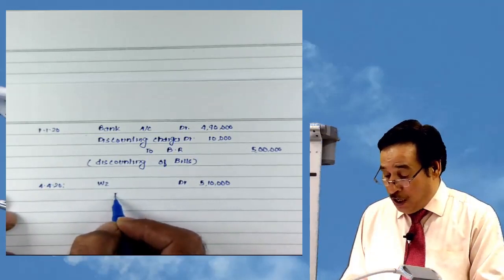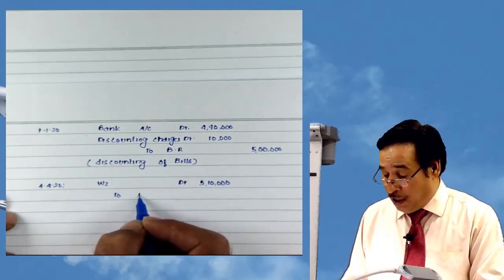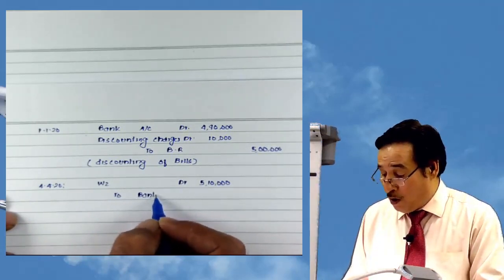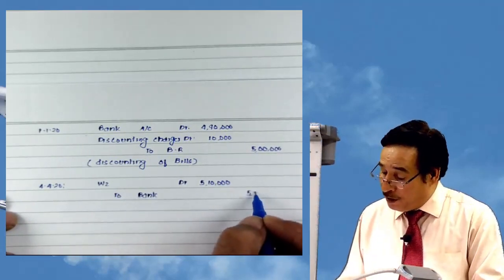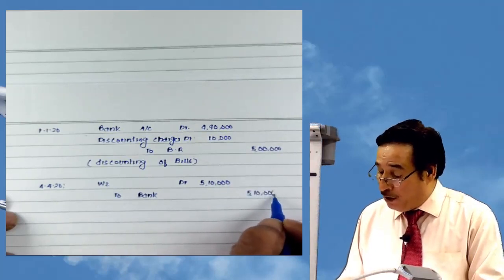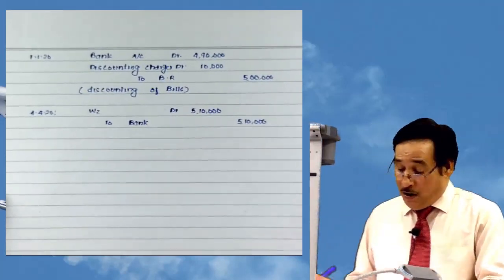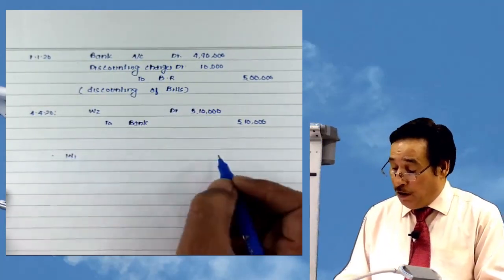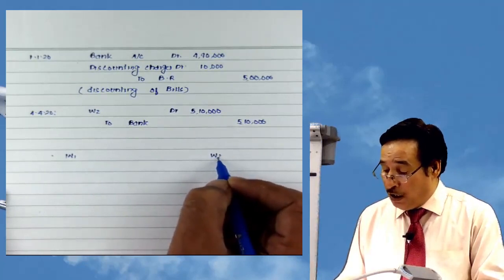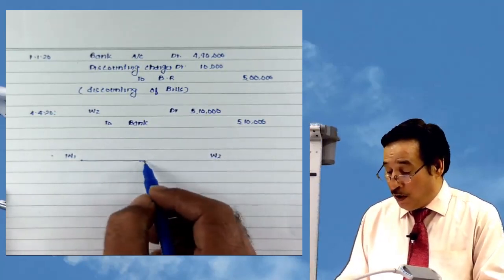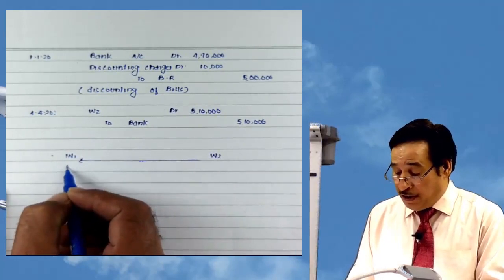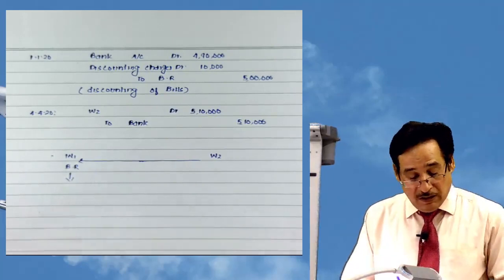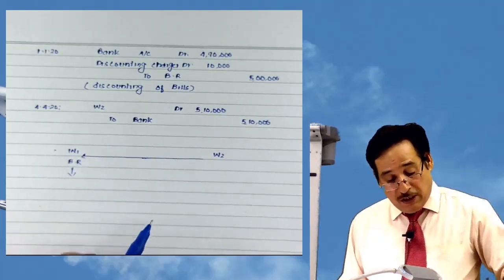So W-2 account debit to bank account, 5 lakh 10,000. Please try to understand this point once again. In this case, what is happening? W-1 is the drawer of the bill. W-2 is the drawee. Correct? We received the bill. Unfortunately, we discounted the bill.